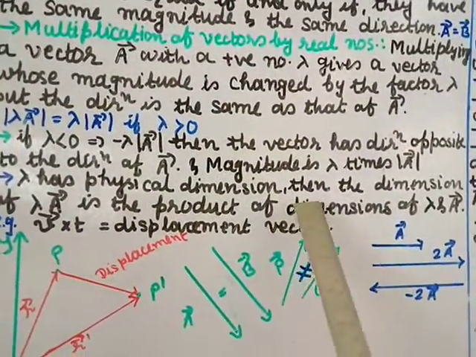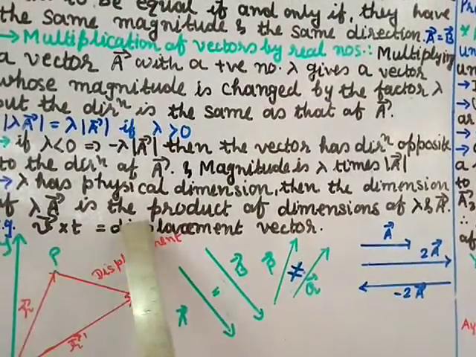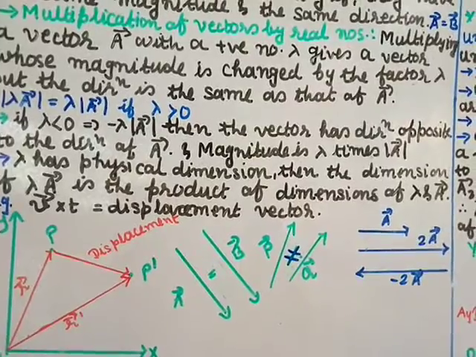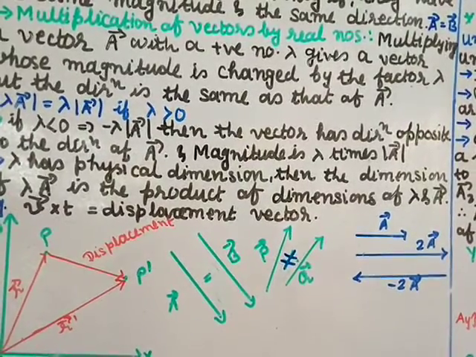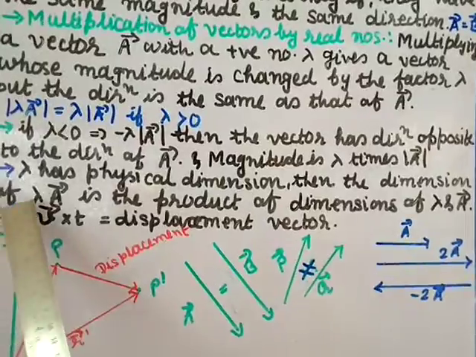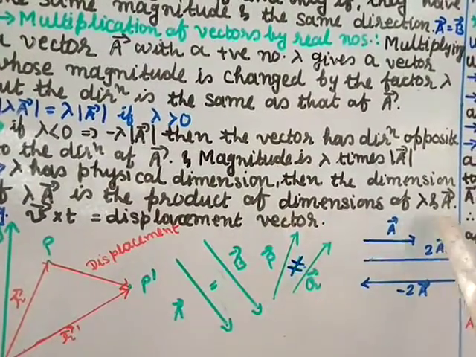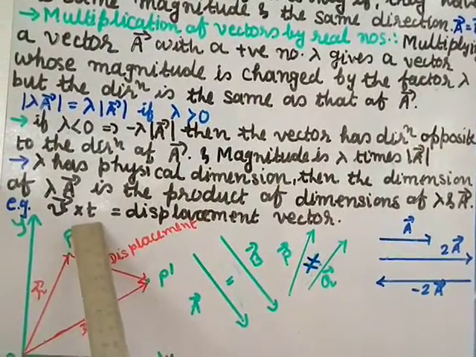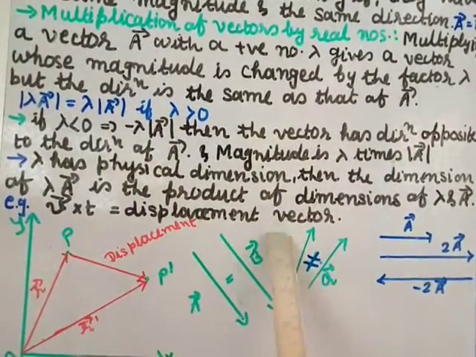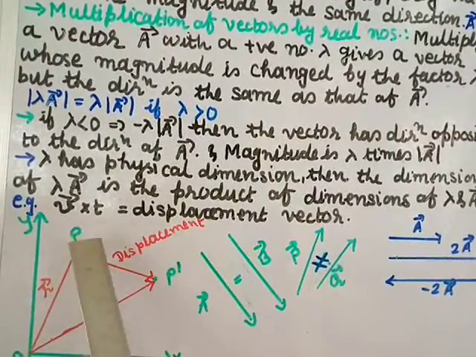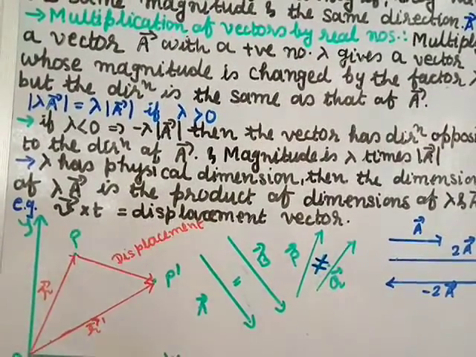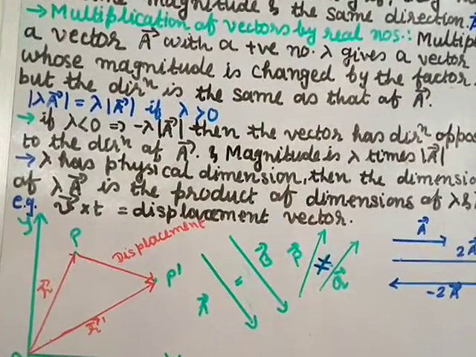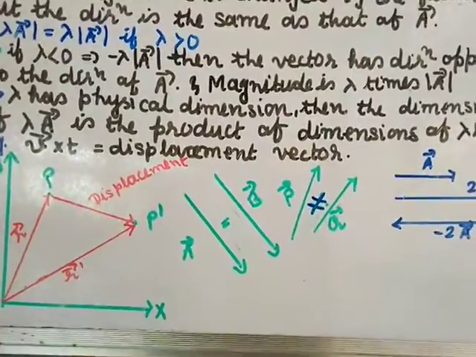If lambda has a physical dimension, then the dimension of lambda times a is the product of the dimension of lambda and a. So if the scalar has any dimension, then the total dimension of lambda times a will be the product of the dimensions. For example, this is vector velocity and the time. You know this gives you the displacement vector. Now the dimension of velocity is meter per second and time is second. So second cancels, and you get meter. So you get the displacement vector, and the displacement vector is given by meter, or length.